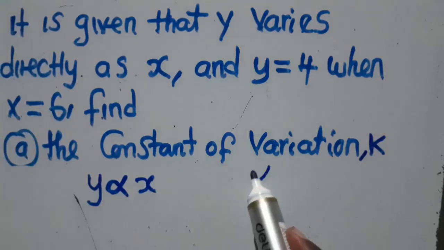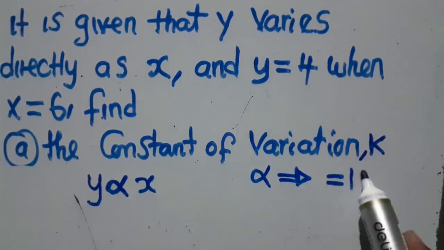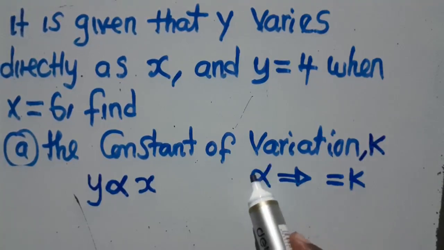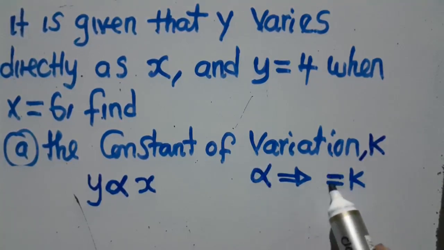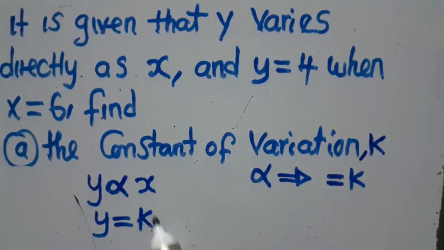I've told you that this symbol for varies means equals and a k. So where there is this varies, we shall put equals and a k. Meaning that we shall have y is equal to k times x. This is the equation that we shall be using to answer every question that we are given on this particular question.